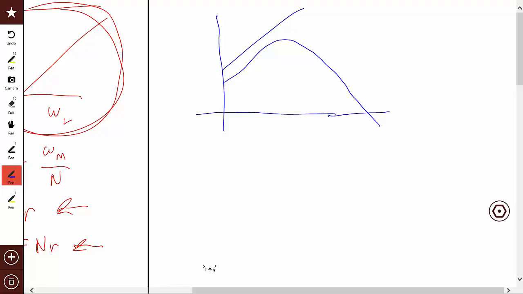Which one of these is the motor? Straight line. Straight line is the motor? No. How do you know? Yeah, because if it goes on forever, right?